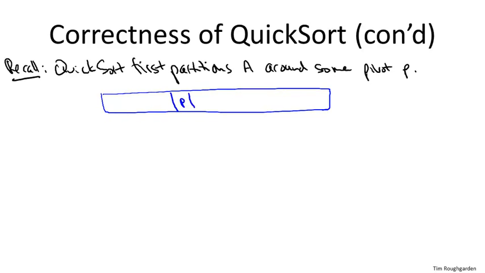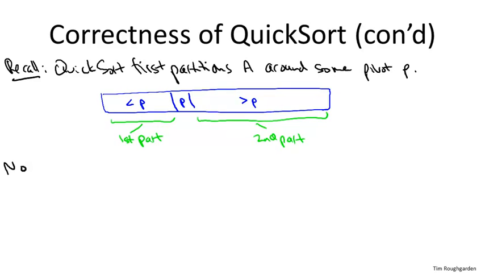The pivot is wherever it is. Everything to the left of the pivot is less than the pivot, and everything to the right is greater than the pivot. Right? This is how things stand at the conclusion of the partitioning subroutine. So let's call the stuff less than the pivot the first part of the partitioned array, and the stuff bigger than the pivot the second part of the partitioned array.